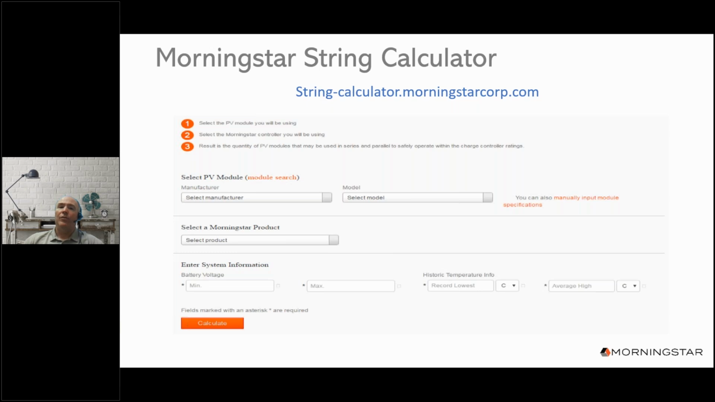We also have another useful tool on our website, and that's the Morningstar string calculator. You can access it by clicking on the resources tab on the morningstarcorp.com website. I definitely recommend that you bookmark this site, which is string-calculator.morningstarcorp.com. And this calculator lets you know how many modules you can arrange in series and parallel for a given type of module, battery system, and Morningstar charge controller in a given geographic location that has historical high and low temperatures.